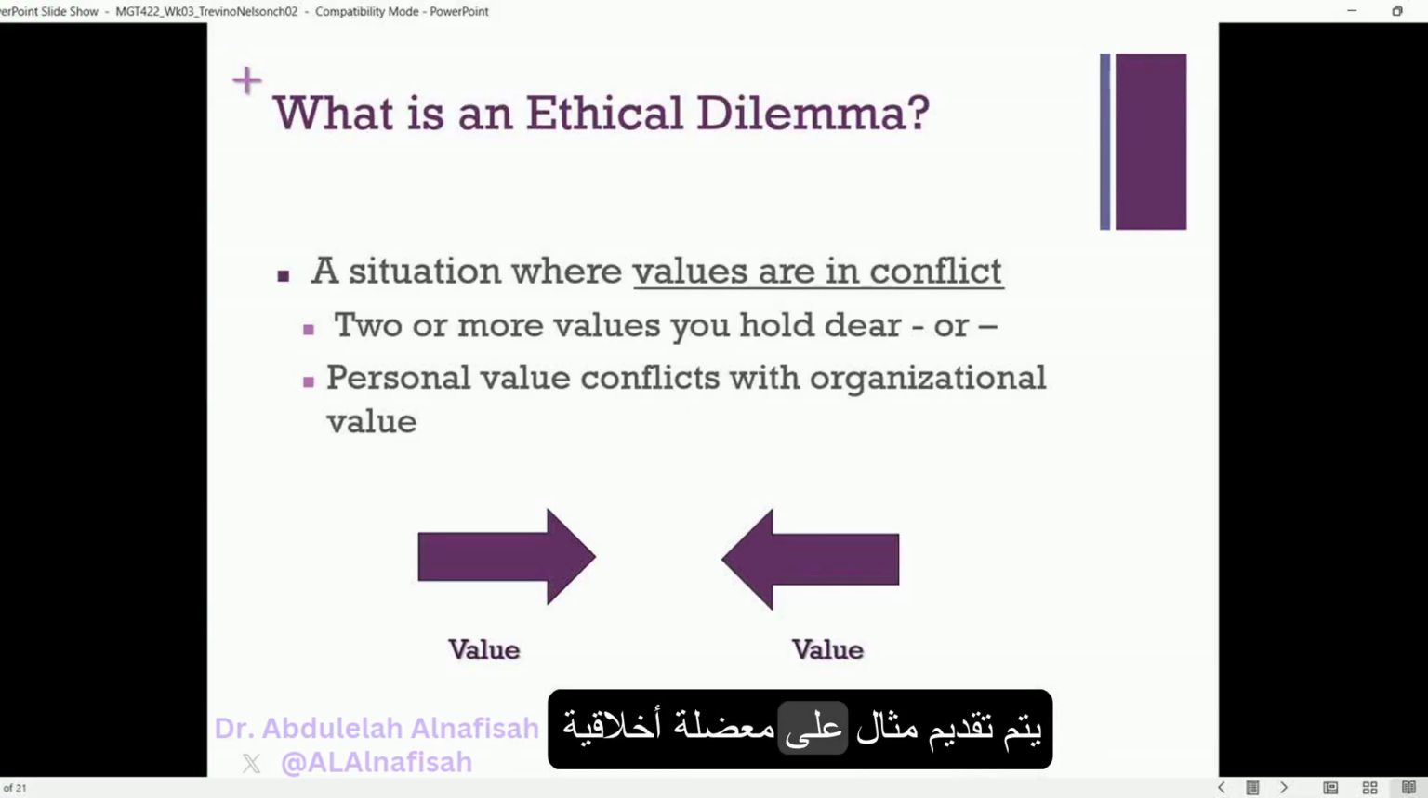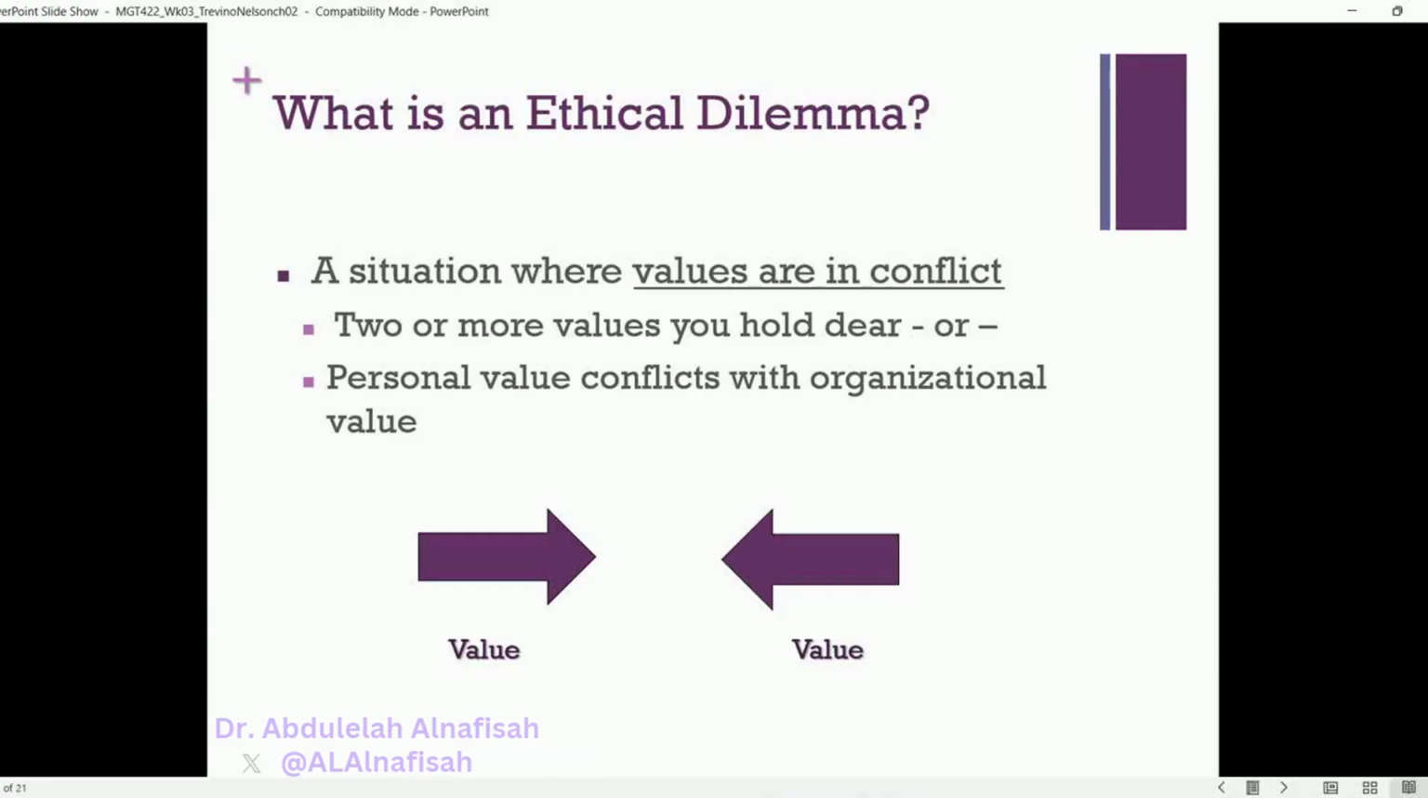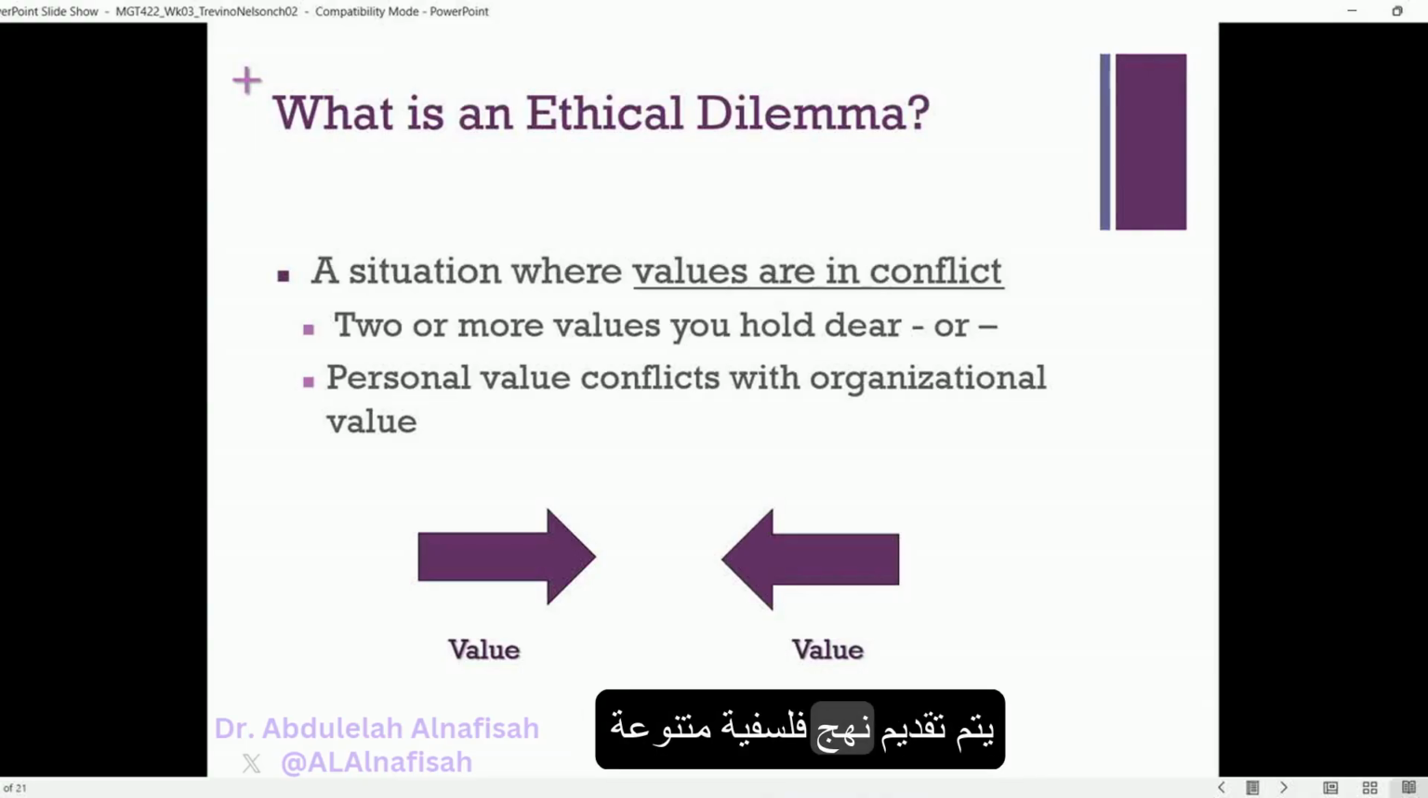An example of an ethical dilemma is presented where a plant manager, Pat, must decide whether to reveal information about impending layoffs to her workers. This situation involves conflicting values of truthfulness and loyalty, as telling the truth to her friend could be seen as disloyal to the company. Various philosophical approaches to ethical decision-making are introduced to help navigate such complex dilemmas.